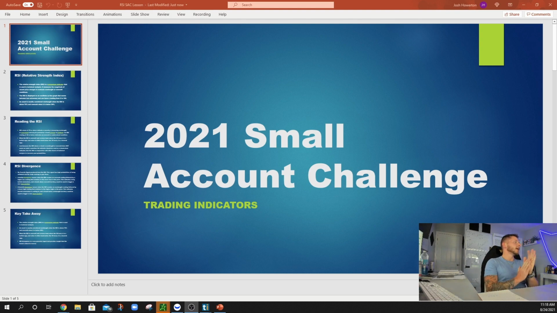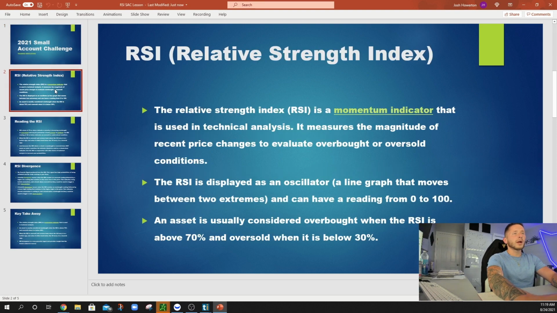In today's lesson, we are going to talk about the RSI. This is a week of trading indicators. Yesterday, we talked about the simple moving average and the exponential moving average, the differences between the two, why we're using them, and how to use them. Today, we're going to continue our week-long session of trading indicators with the RSI. So let's go ahead and dive into this, guys. It should only take about 10, 15, maybe 20 minutes at most.